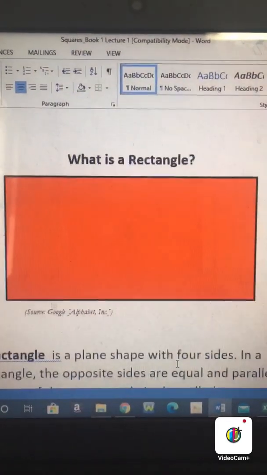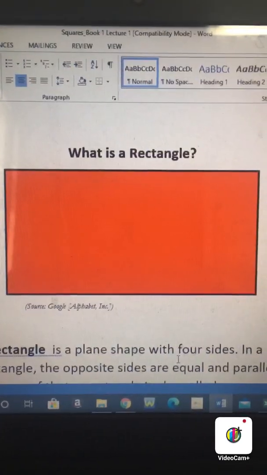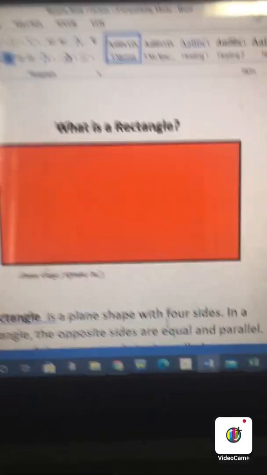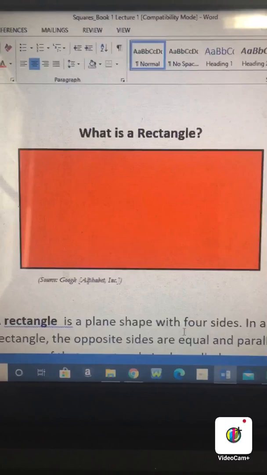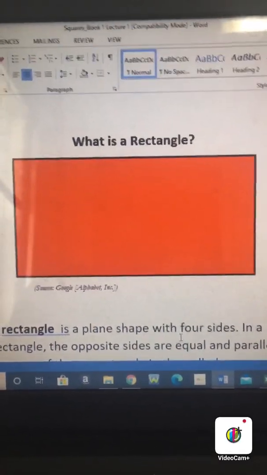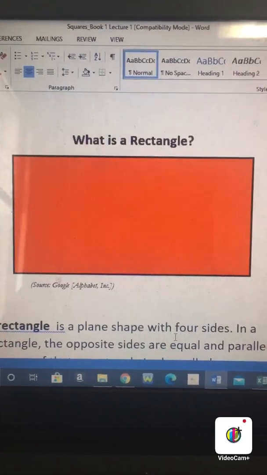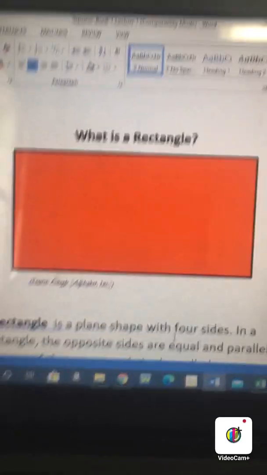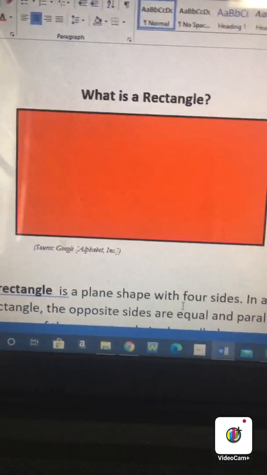So, what is a rectangle? The best way to explain a rectangle is that it is a plane shape. You can see this from the screen. A red rectangle is a plane shape that has four sides.